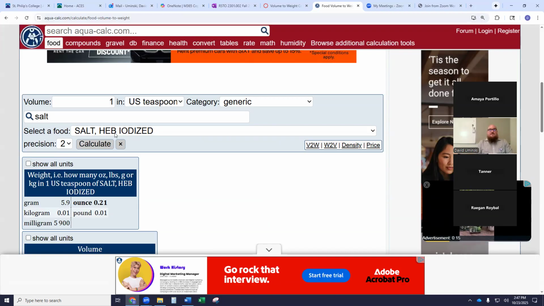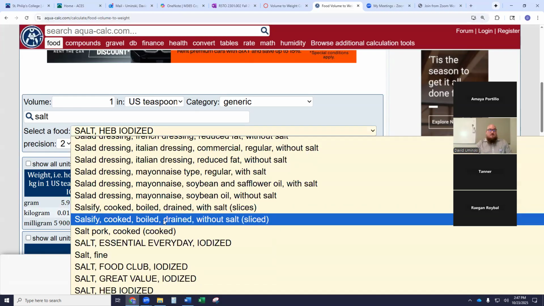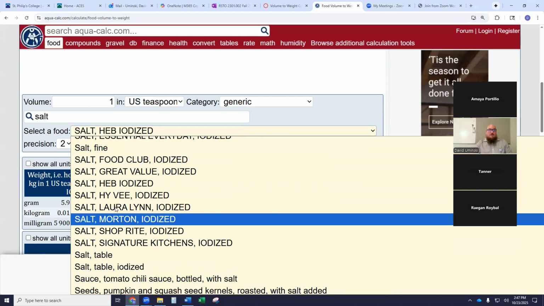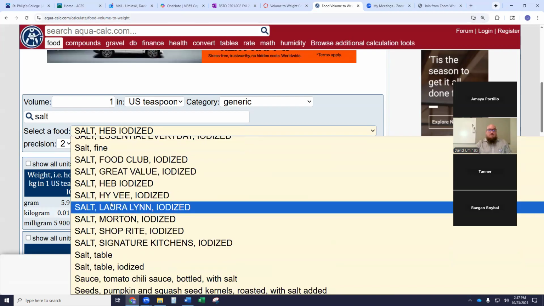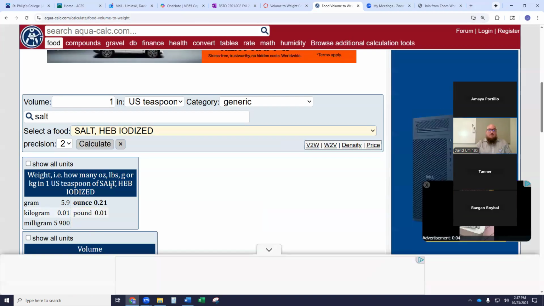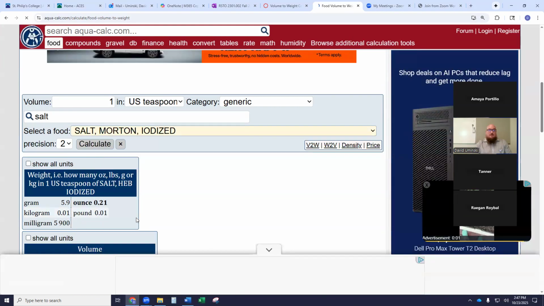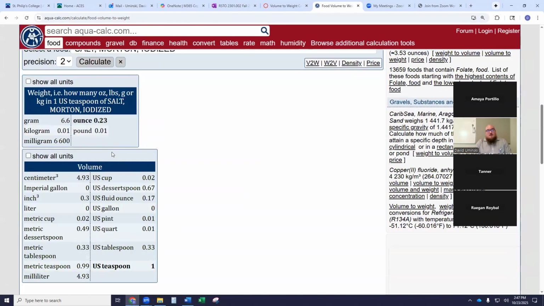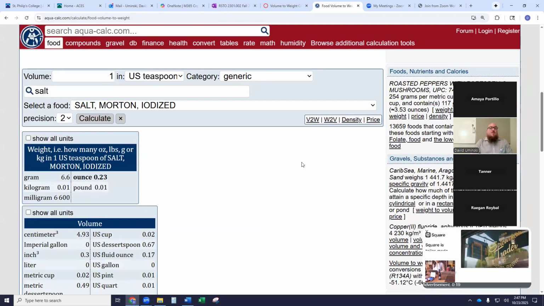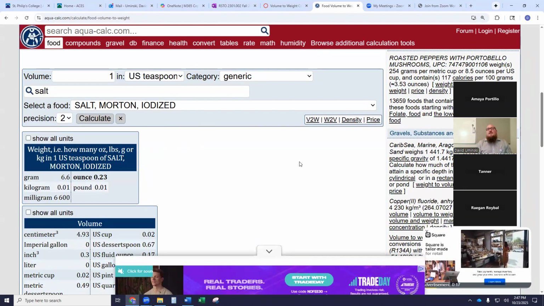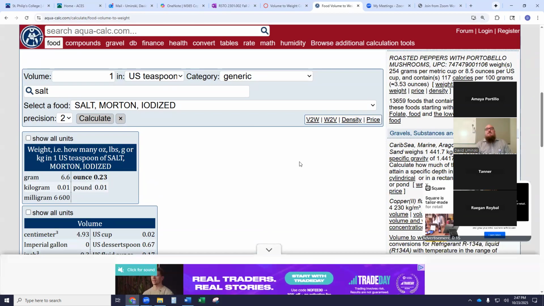It shouldn't be that much different from HEB. Wait, how do you have HEB? I think it's the same. No, so it's off by 0.02. That's not gonna make a huge difference in your math. Okay, so either or. Yep.